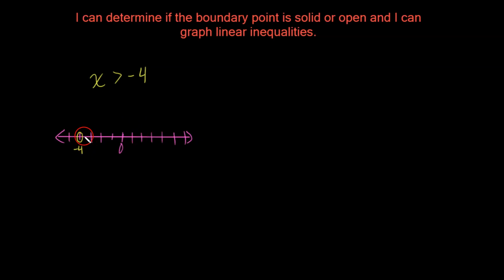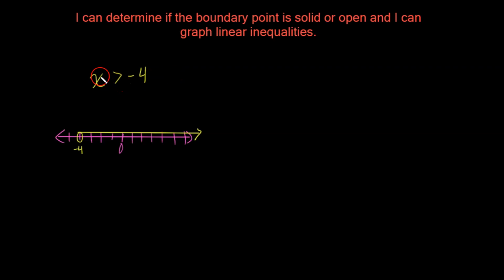So it's greater than -4, so we're going to be moving to the right. We're going to take this line and move to the right. So it's any value that is greater than -4, from -4, not including -4, all the way to positive infinity. That would be how we would graph this inequality here.